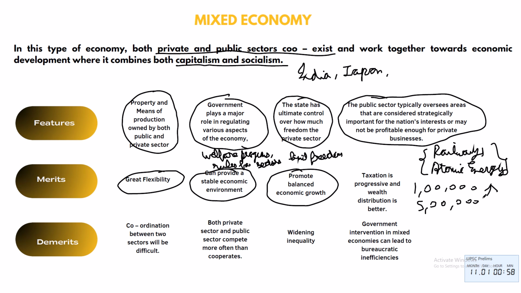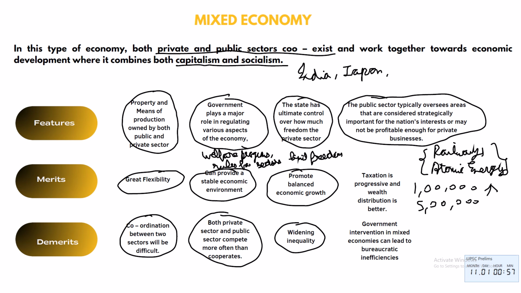That is progressive taxation. However, even a mixed economy has some demerits as well. Coordination between the two sectors, public and private sectors here, will be difficult, because the private sector has profit as its motive, and the government sector, the public sector, has welfare as its motive. Both private sector and public sector sometimes compete with each other rather than cooperating.